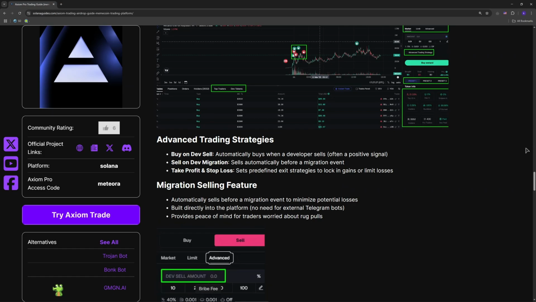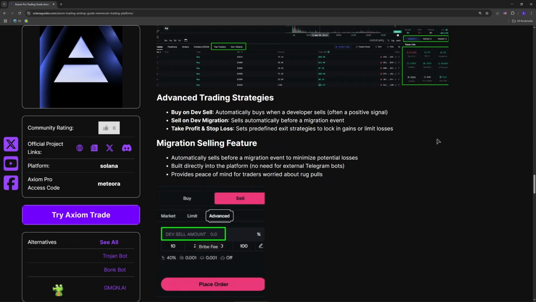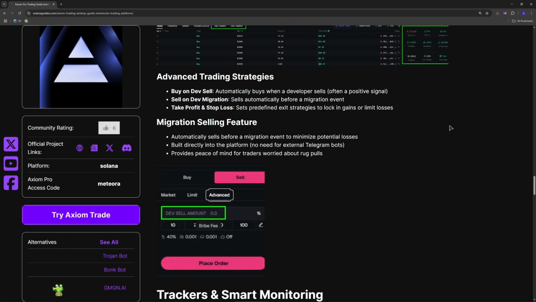After that, go to the swap or market tab, this is where you make trades. Pick your token pair, say Solana to a hot meme coin, and enter your buy amount. Before you hit trade, look for the advanced options. It's usually a gear icon or settings button.